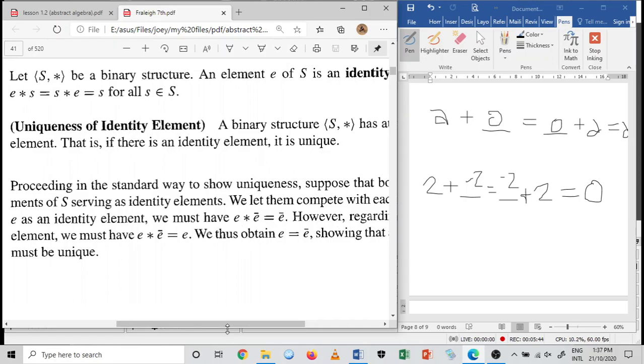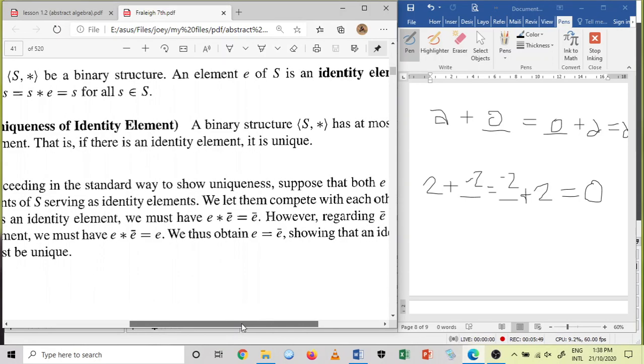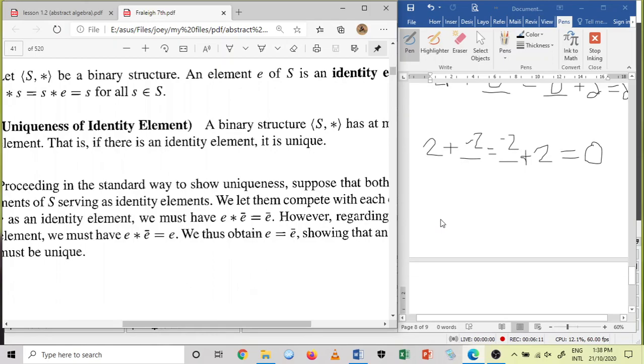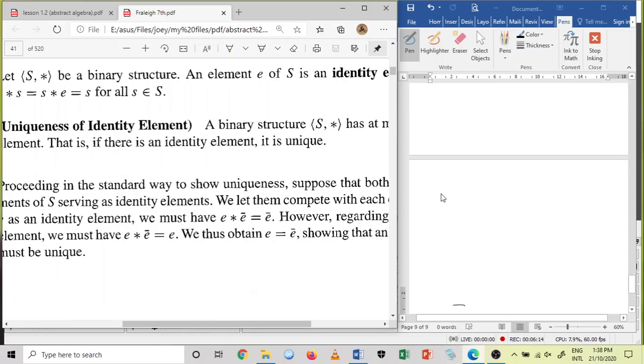Now for the proof, we shall follow the conventional approach to showing uniqueness. How do we show uniqueness? First, we assume that there are two of them. Then we need to show that the two are equal, meaning they are one and the same. So suppose there are two such elements, let's say E and E prime, or E bar in this book.